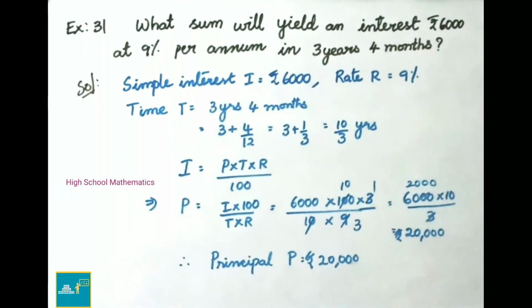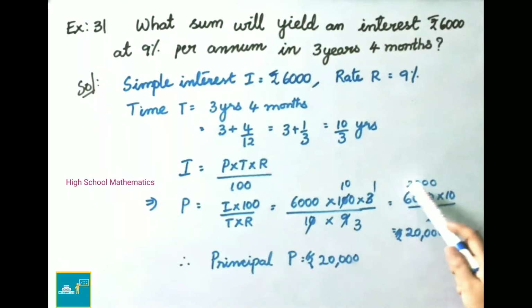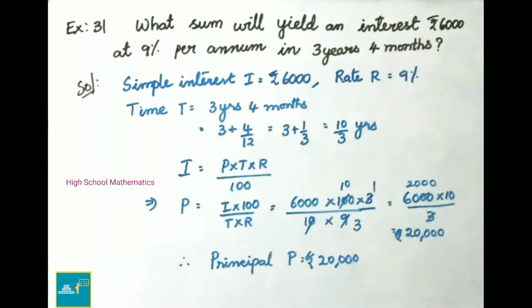So 10 here into 3 in numerator into rate of interest is 9. That equals 10 ones are 10, 10 tens are 100. 3 ones are 3, 3 threes are 9. That equals multiply numerator 6,000 into 10 by denominator 3. 3 table, 3 ones are 3, 3 twos are 6, so 2,000 times. Now multiply 2,000 into 10, that is 20,000. Therefore, principal amount P is equal to 20,000 rupees.